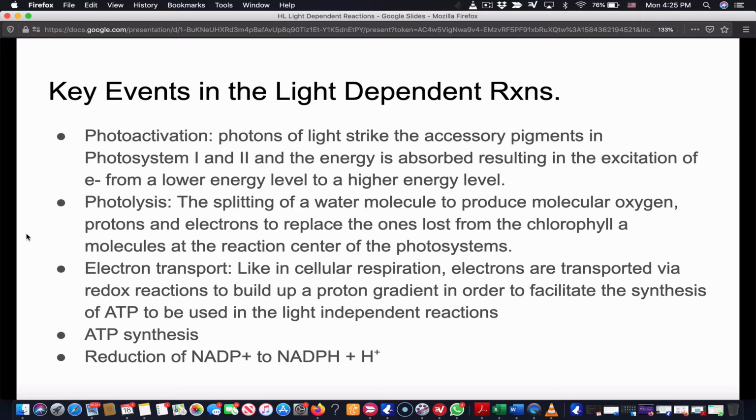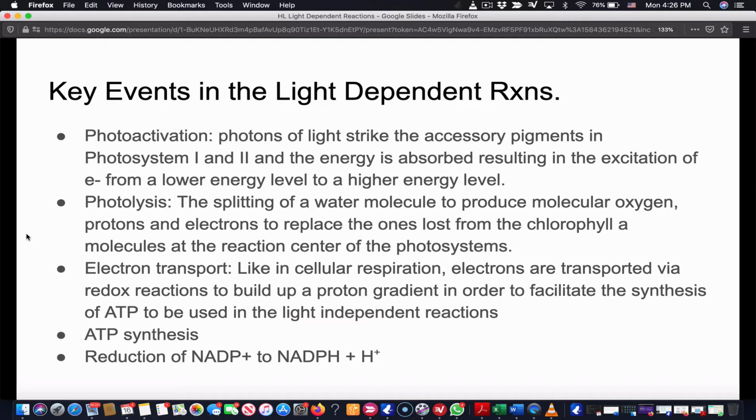So a water molecule is split at photosystem 2. And this results in molecular oxygen, which we know is a waste product. But it also produces protons to help us build up that proton motive force, or the electron gradient that we talked about in cellular respiration. And it also produces 2 electrons that are going to replace the 2 that were lost from the chlorophyll A molecules at the reaction center of photosystem 1. As a result, this will continue this process of replacing and taking and replacing and taking, so that we can continue to harness that energy from the sunlight.